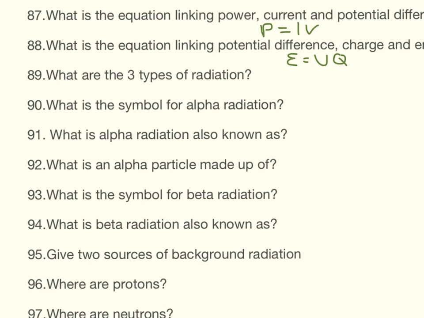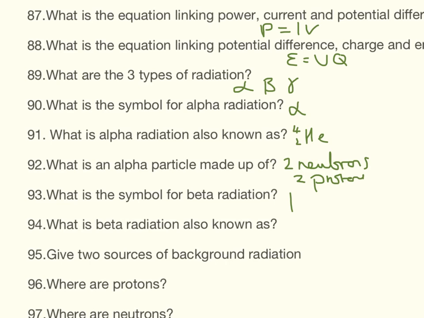So the types of radiation are alpha, beta and gamma radiation. This is the symbol for alpha radiation. Alpha radiation is also known as a helium nucleus. An alpha particle is made up of 2 neutrons and 2 protons. The symbol for beta radiation is this, and beta radiation is also known as an electron.